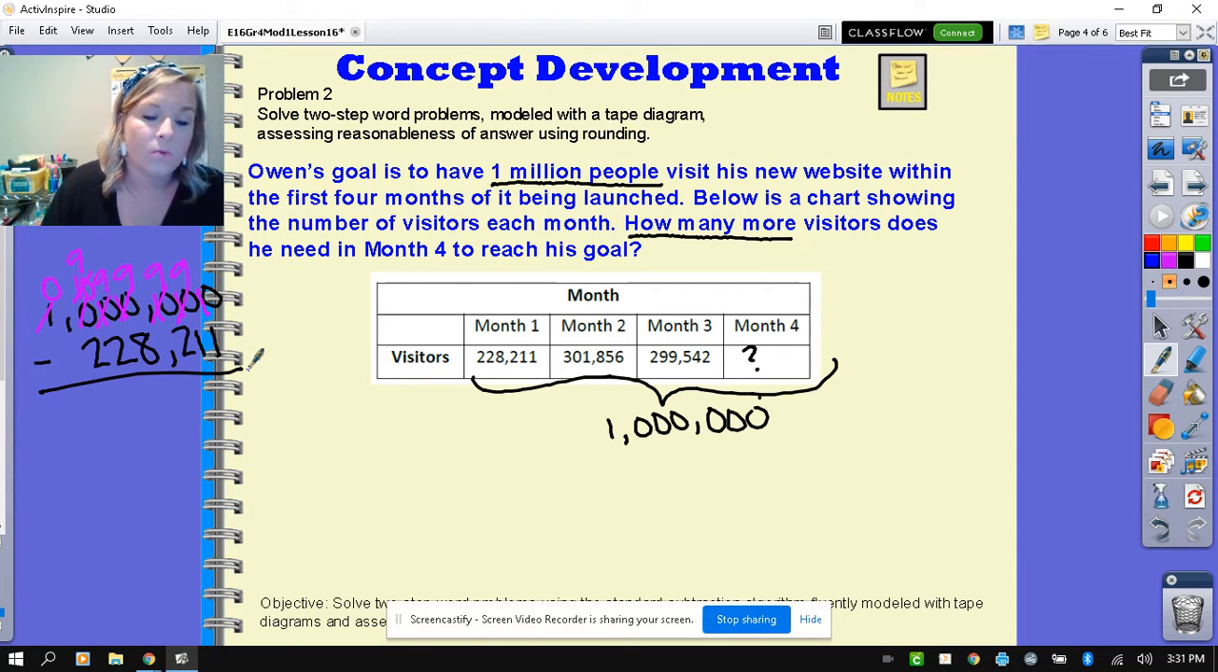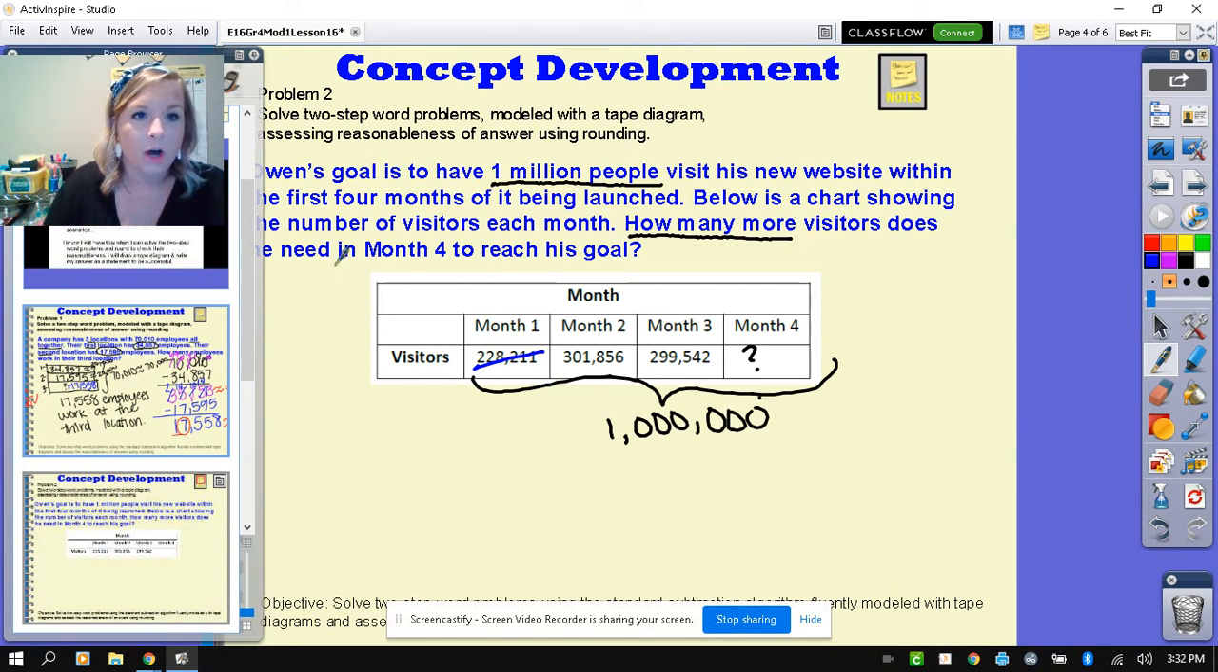So 10 minus 1, I am left with 9. 9 minus 1 here in my tens place value, I am left with 8. 9 minus 2 in my hundreds place value, I am left with 7. 9 minus 8, I have 1 in the thousands place. 9 minus 2 in the 10,000s place is a 7. And 9 minus 2 again is 7. So we took away month 1, and we're left with 771,789.